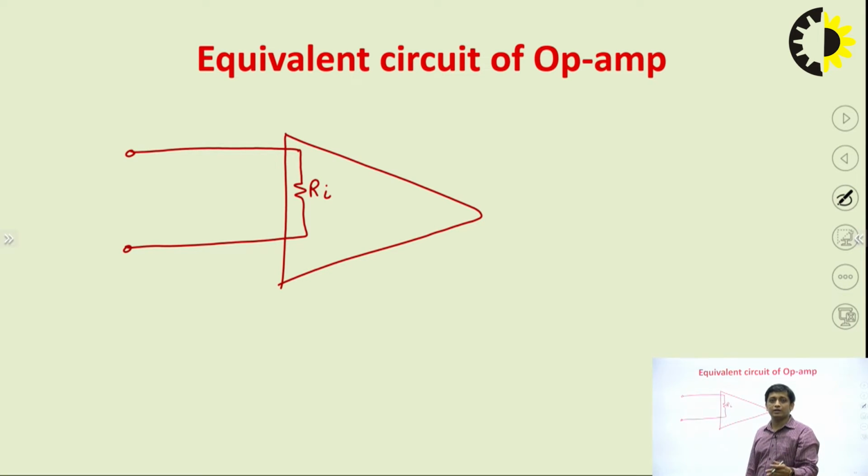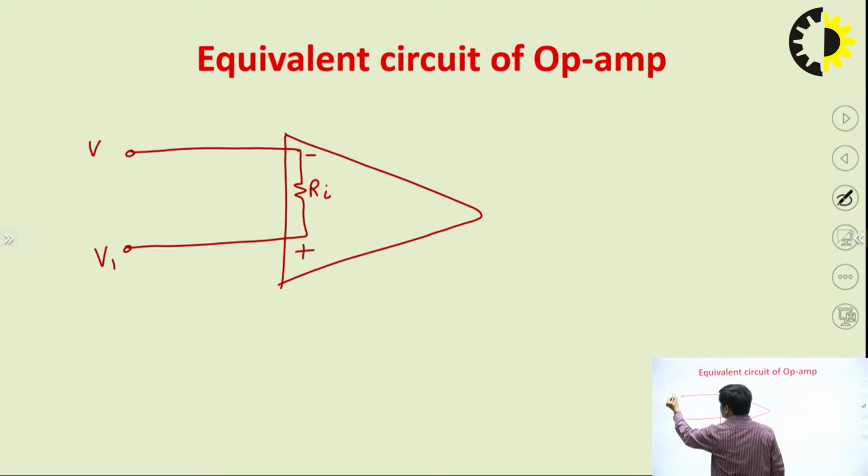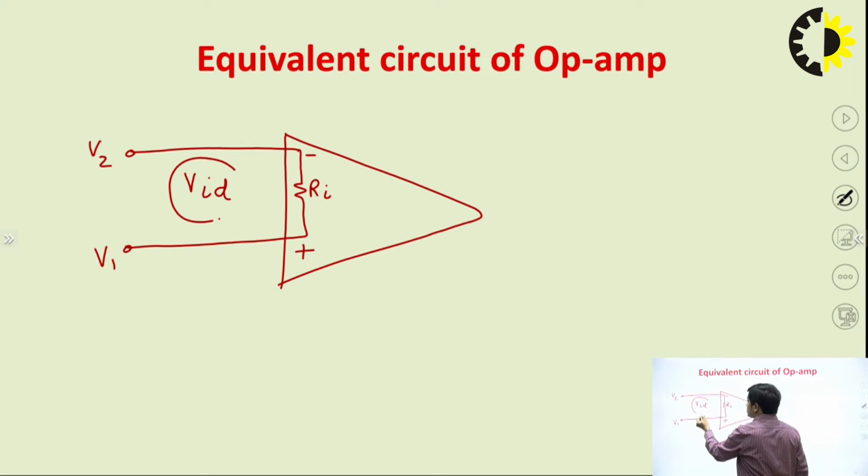You know that this op-amp has two input terminals, one positive and another negative. Positive is the non-inverting terminal and negative is the inverting terminal. V1 voltage is applied at the non-inverting terminal, and V2 voltage is applied at the inverting terminal, right? And this op-amp is a difference amplifier, so it amplifies the difference between two signals. Let's say the differential input signal is VID.